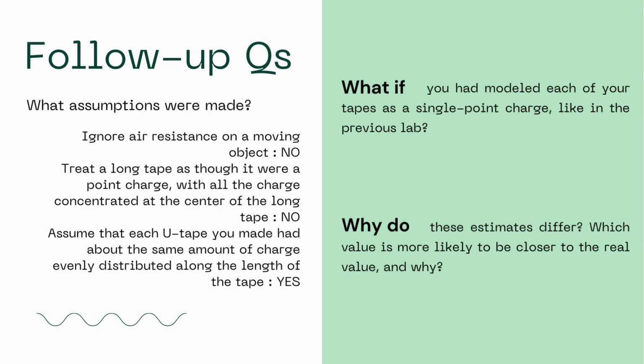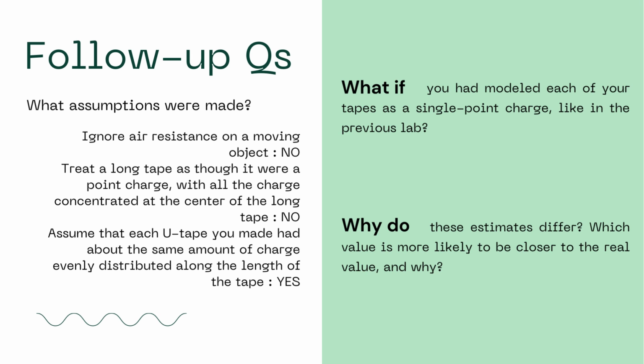The only assumption that was made in this experiment was that each tape had about the same amount of charge evenly distributed along the length of the tape. In this case, air resistance is irrelevant because tape B is static once it floats, and the second assumption is false as well, because we treated each tape to be a line charge instead of a point charge.